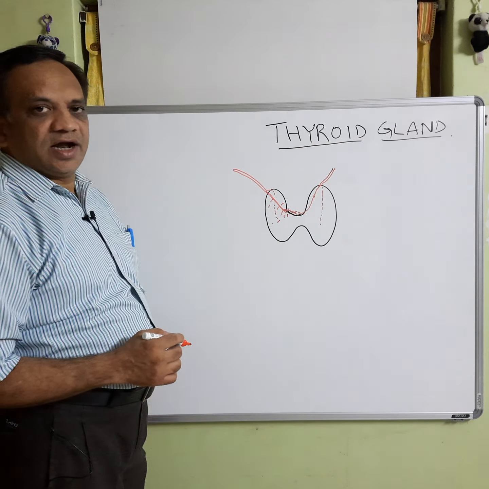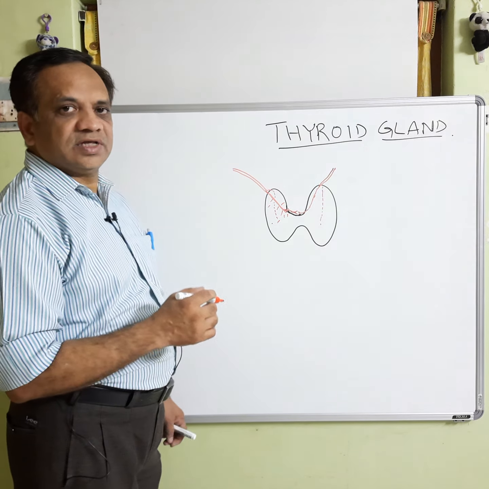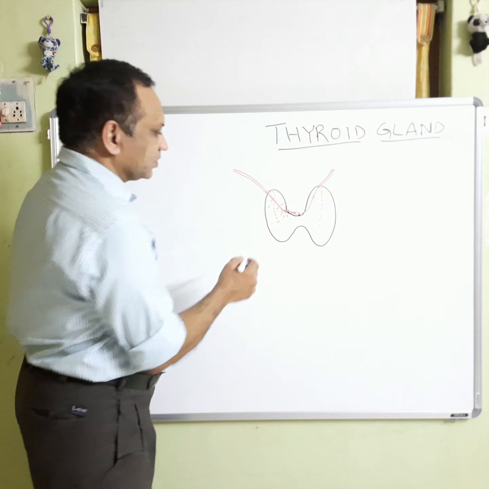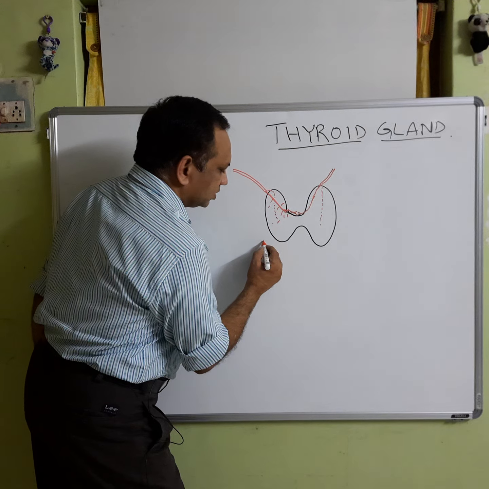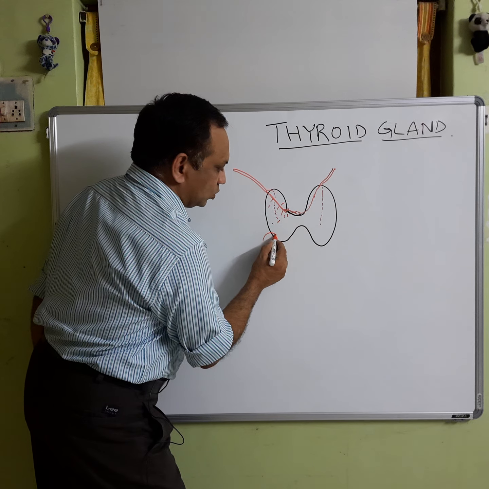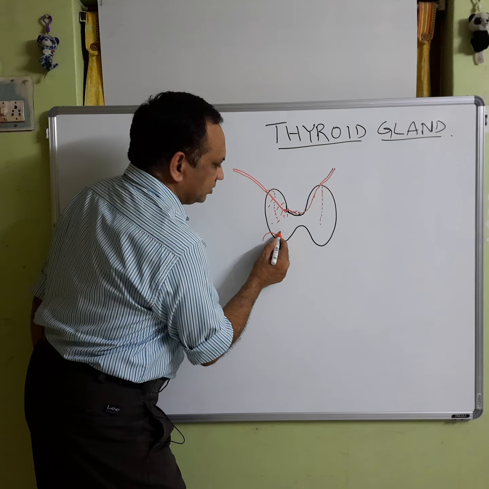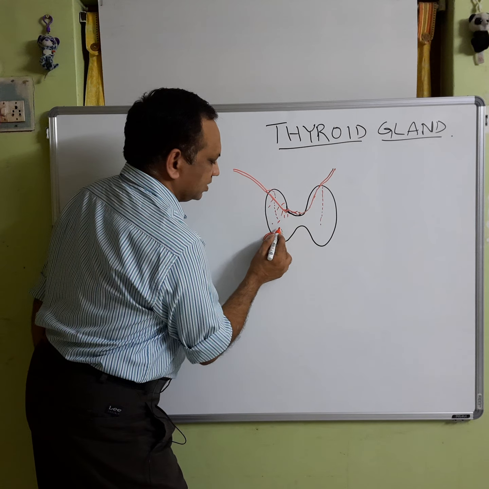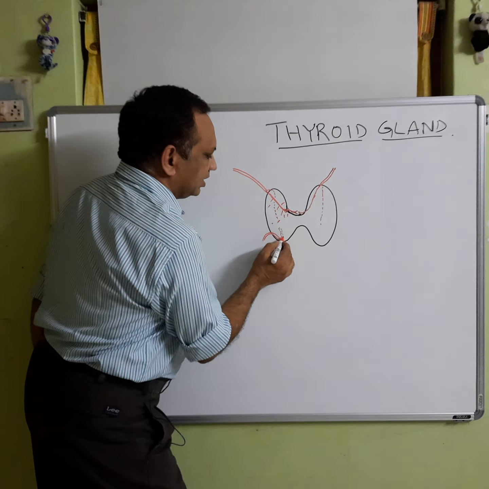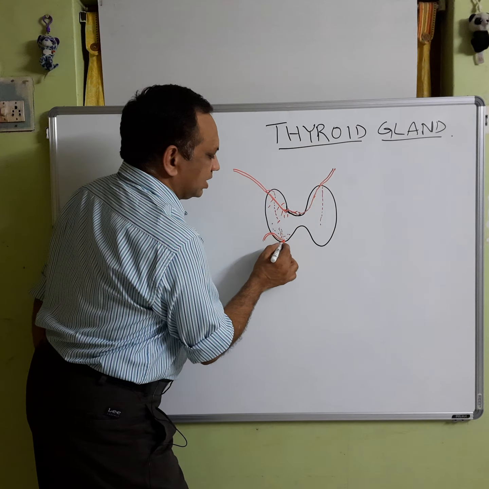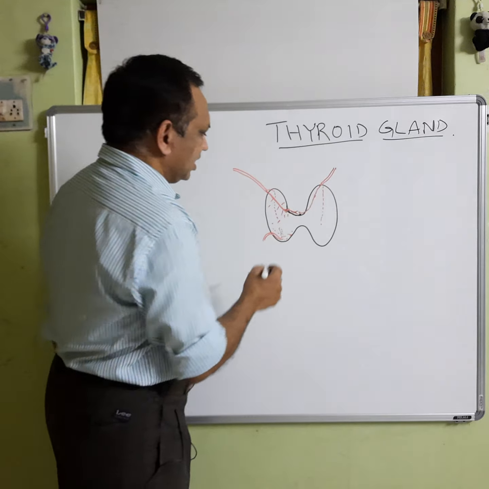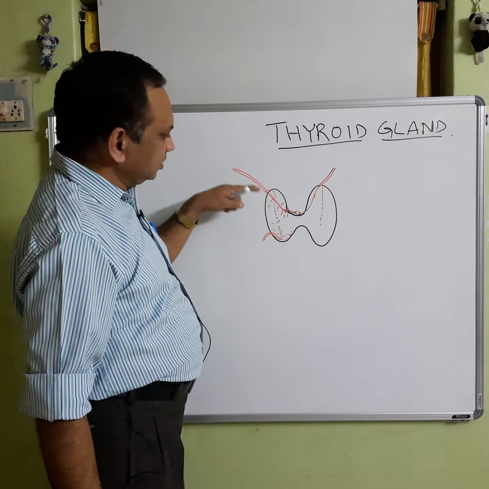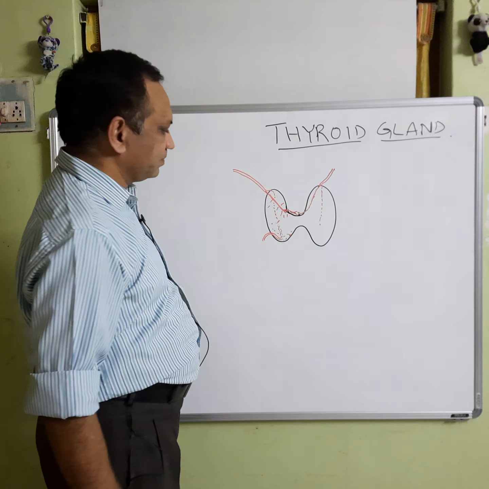The inferior thyroid artery, which is a branch of the thyrocervical trunk, which itself is a branch of the subclavian artery, comes from below, takes a characteristic loop and goes along the posterior border like this. It also ramifies at the lower border and the posterior border and anastomoses with the posterior branch of the superior thyroid artery.